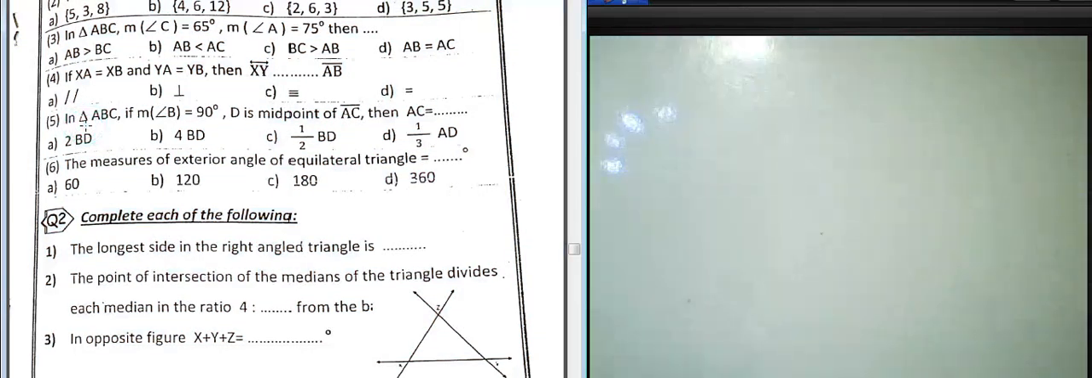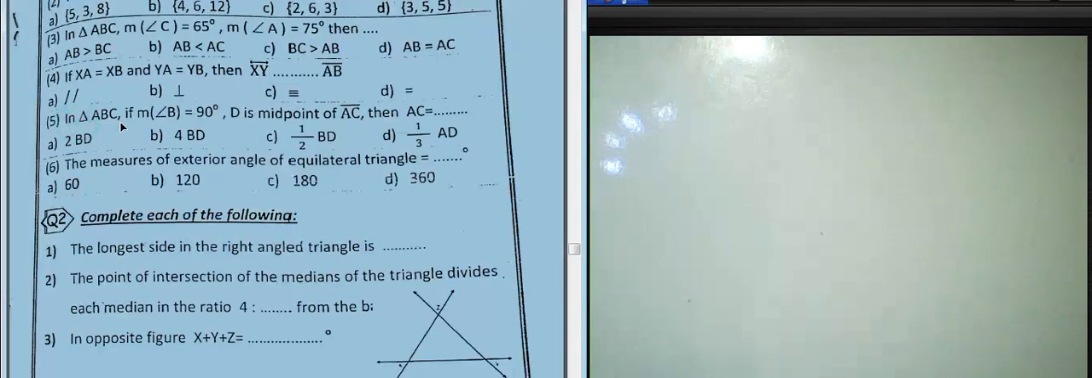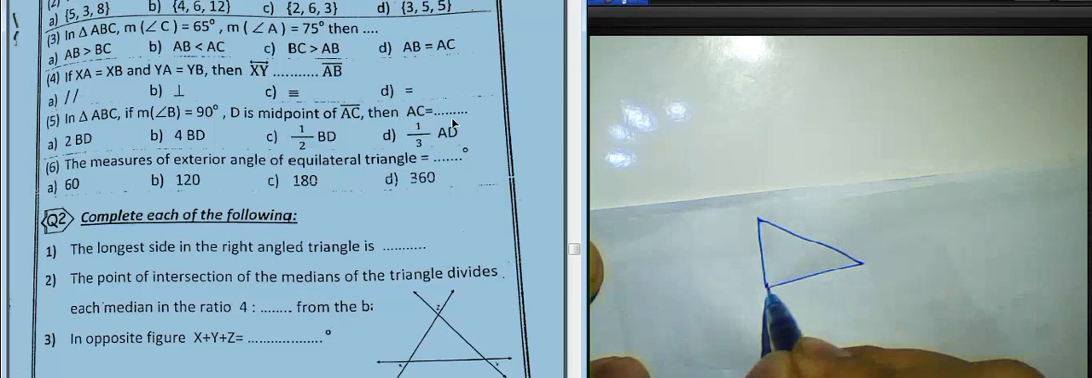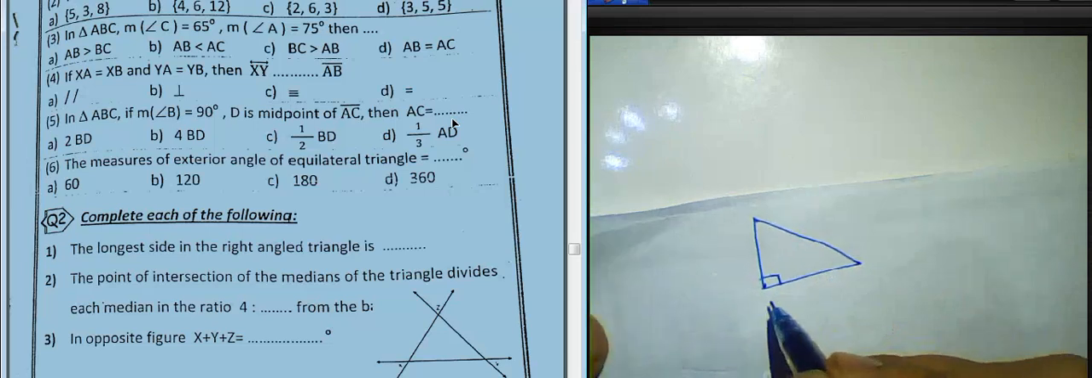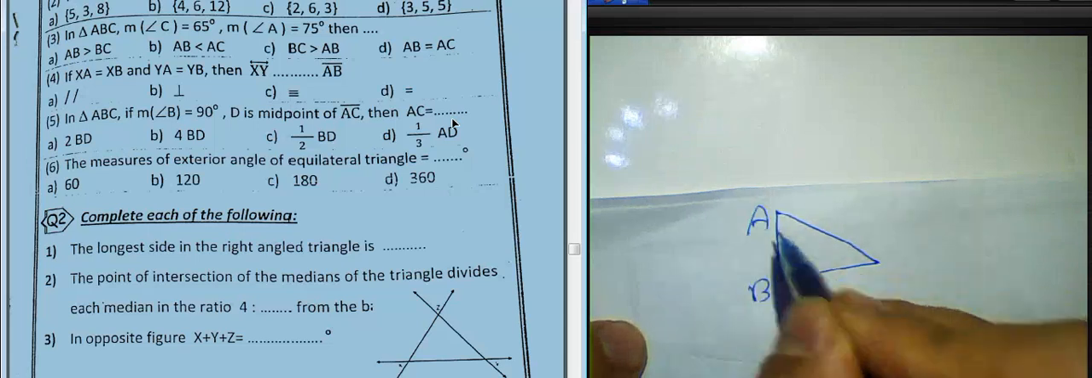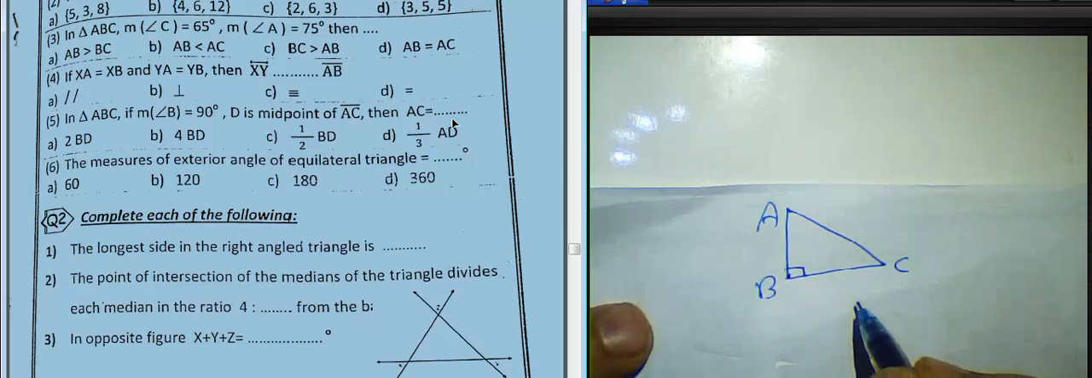Look with me at question number 5 here. In triangle ABC, if the measure of angle B equals 90 degrees and D is the midpoint of AC, then AC equals what? We must draw the triangle to know its properties. We have a right angle triangle here, right angle at B, 90 degrees. ABC is a right angle triangle.